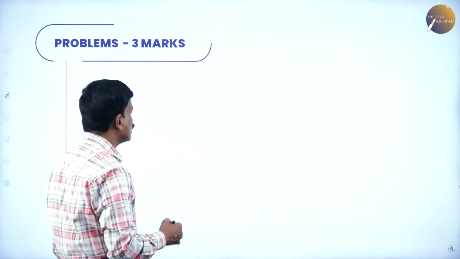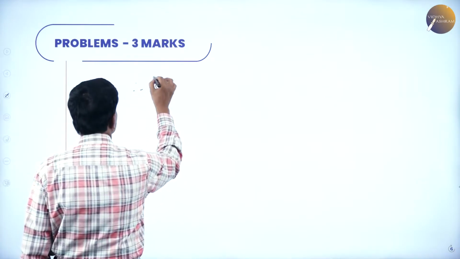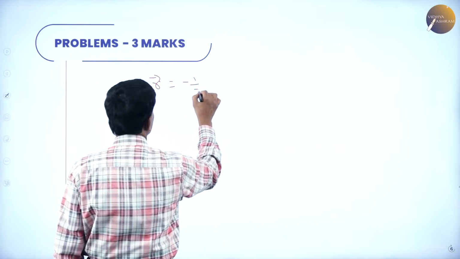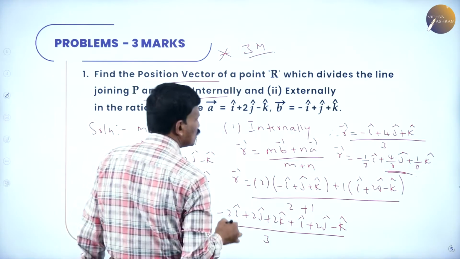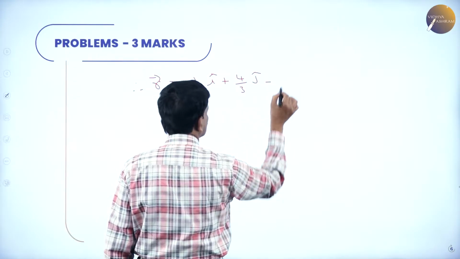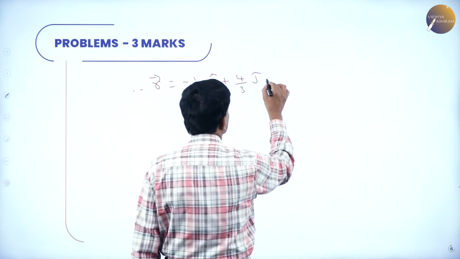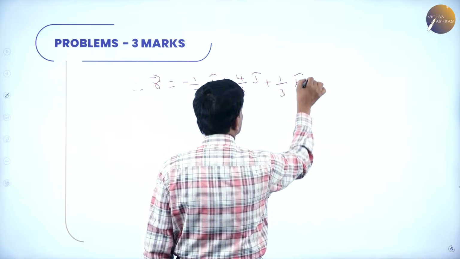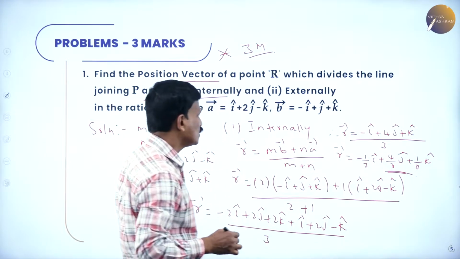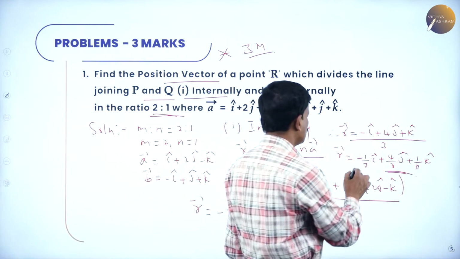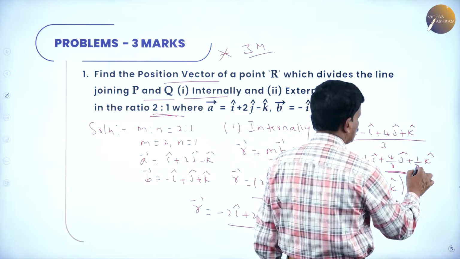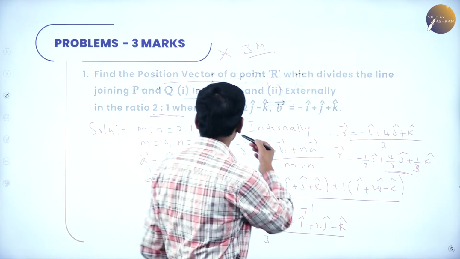Okay. So, I will write here, therefore, the internal division vector R is equal to minus 1 by 3 times i plus 4 by 3 times j, then plus 1 by 3 times vector k. Now, this is nothing but minus 1 by 3 i plus 4 by 3 j plus 1 by 3 times k. So, that is what I have written here.